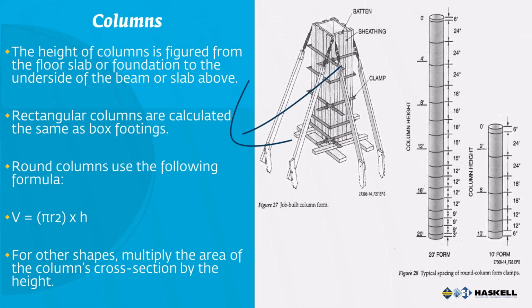For rectangular columns, use the same formula used for box footings. For round columns, use the formula volume equals pi r squared times height, where r is the radius and h is the height of the column. For other shapes, you have to calculate the area of the cross-section of a column and then multiply it by the height.